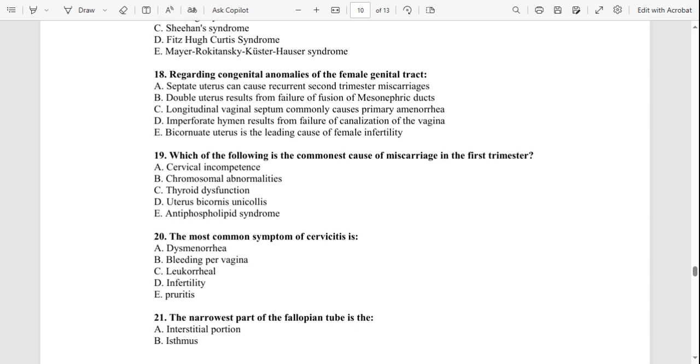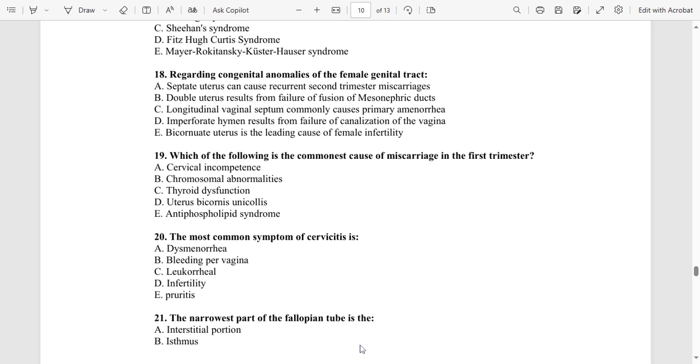Double uterus results from failure of fusion of mesonephric duct. And then for this option, the uterus develops from the Mullerian duct. Mullerian duct is also known as the paramesonephric duct. So a double uterus is going to result from failure of fusion of the mesonephric duct.